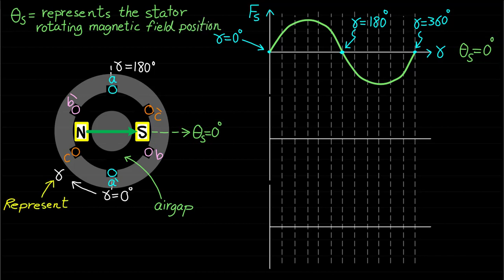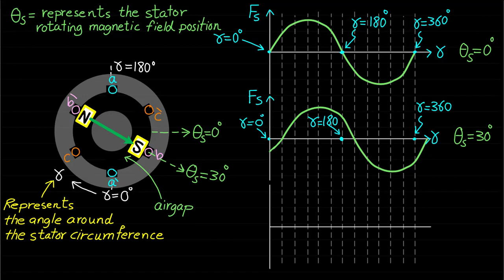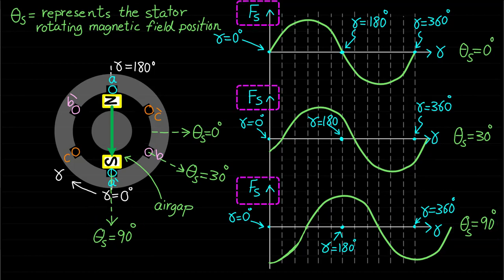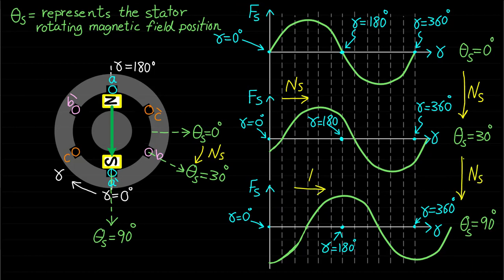The angle gamma represents the angle around the stator circumference. This waveform shows the stator rotating magnetic field waveform Fs at theta s equal to 30 degrees. This waveform shows the stator rotating magnetic field waveform at theta s equal to 90 degrees. Note that this stator air gap rotating magnetic field rotates or moves from one position to another at constant speed, which is the synchronous speed ns.